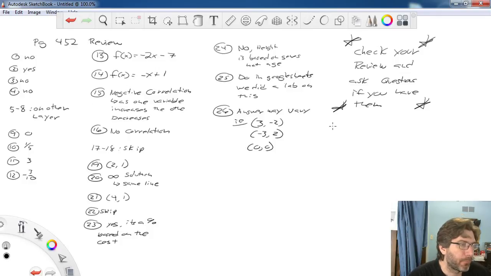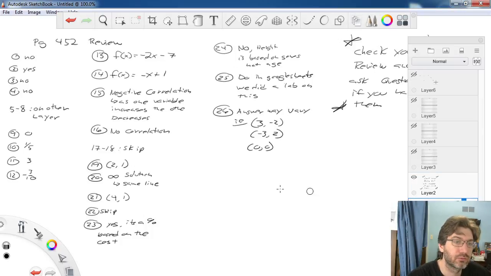Some of them we're skipping, like 17 through 18 you're skipping, 22 you're skipping. I guess I'll denote them by not circling them. That's a different layer. This is 21. 22 you can skip. It was an inequality. We didn't graph inequalities, so don't worry about it.